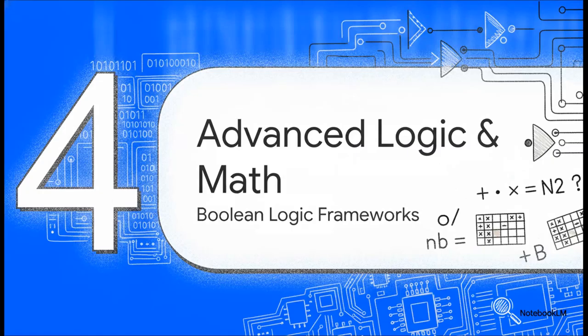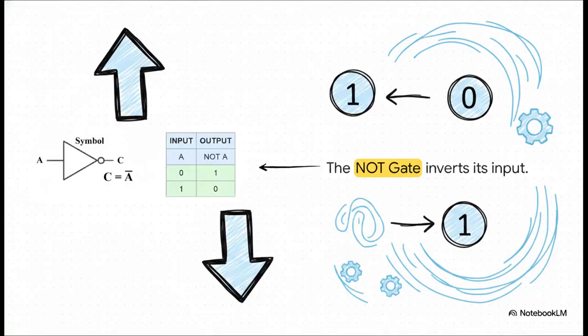Which leads us to our final part, section 4, Advanced Logic and Math, and the Boolean frameworks that make it all work. To do really complex math, we need one more fundamental tool in our toolbox, the NOT gate, also known as the inverter. It takes a single input and just flips it completely upside down. If the input is low, the output is high. If the input is a 1, it outputs a 0. It's basically the ultimate contrarian of our digital ecosystem.